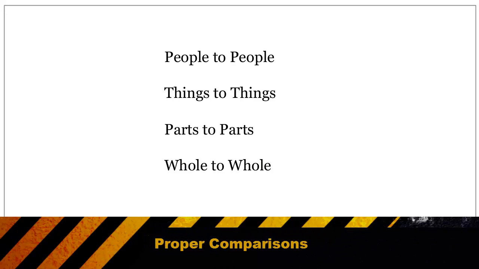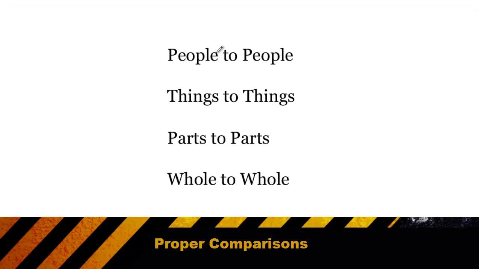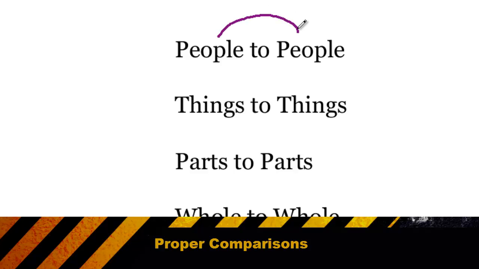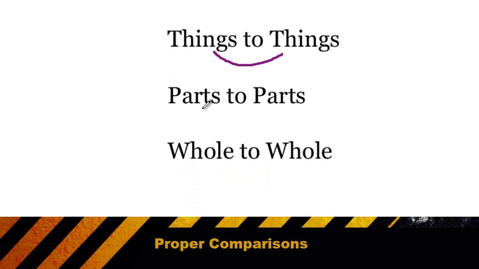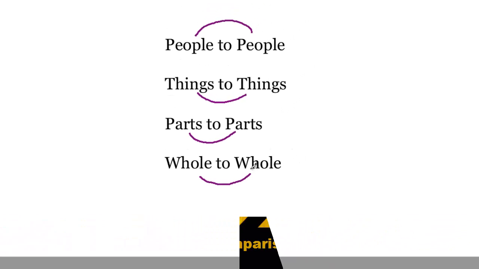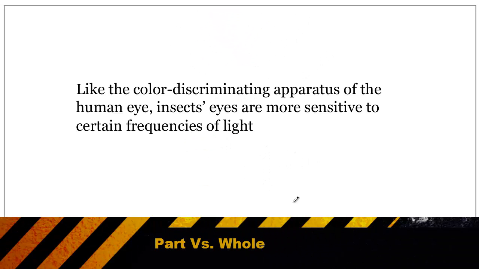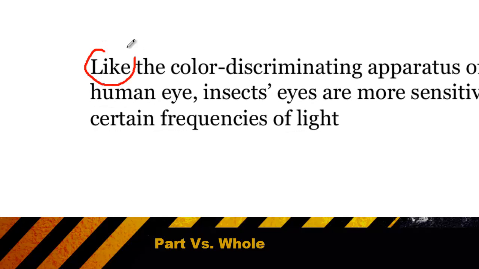When a sentence is making a comparison, you have to make sure that what's being compared are actually comparable. Meaning, you have to make sure you compare people to people, things to things, parts to parts, and wholes to wholes. When a sentence begins with a comparison word, such as like or unlike, and then is followed by a phrase that ends in a comma, what comes immediately after the comma is what's being compared to the word that came immediately after the comparison indicator.